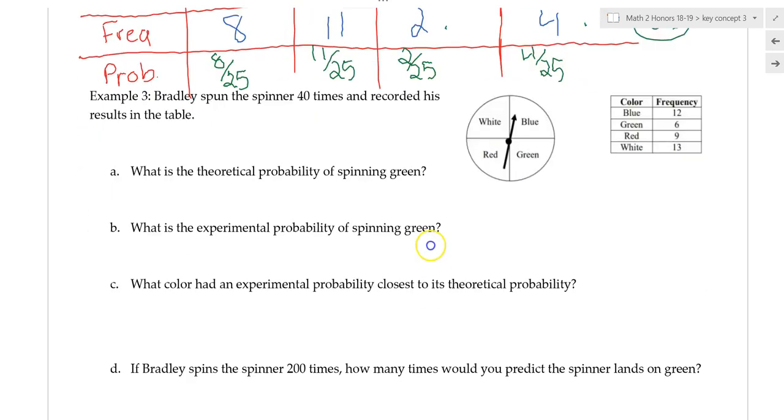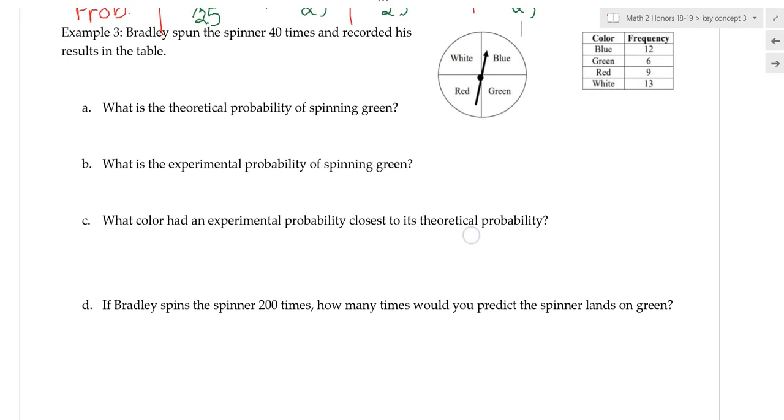Looking at our last example, Bradley spun the spinner 40 times and recorded his results in the table. What is the theoretical probability of spinning green? Well, I have 1 green square out of 4 spaces. Okay, so theoretically, I get green 1 out of 4. What is the experimental probability? I have to look at what he actually did. He spun it 40 times. So we got 6 greens out of 40, which reduces to 3 out of 20.